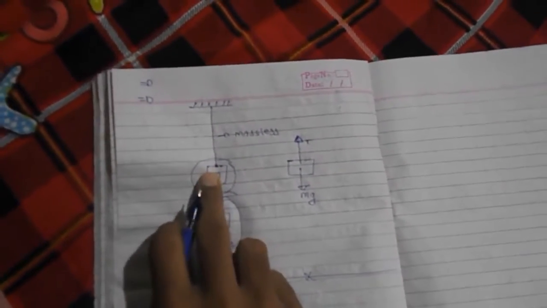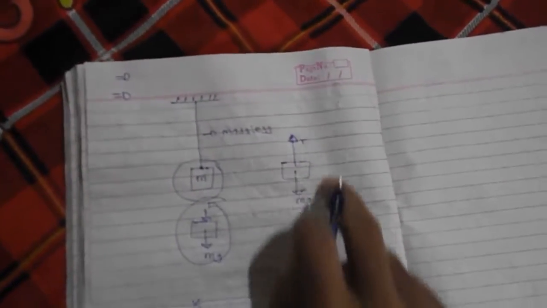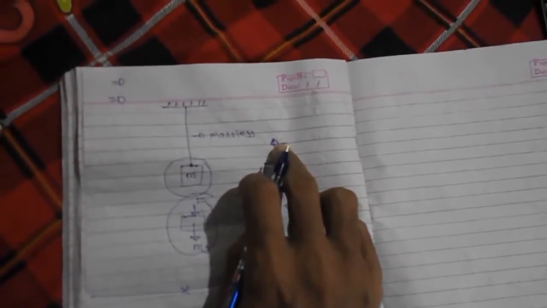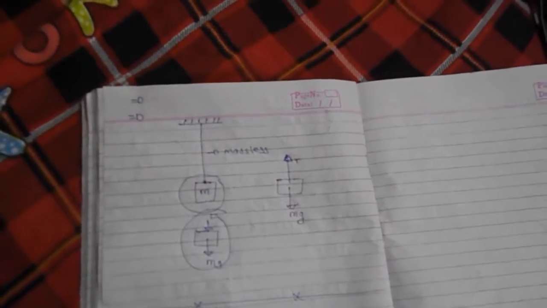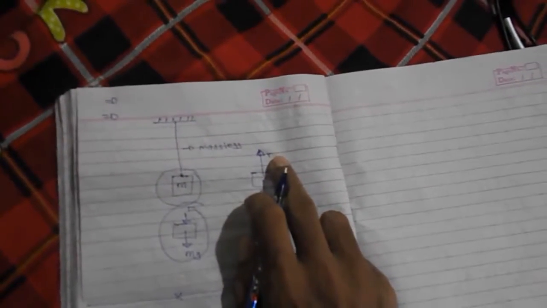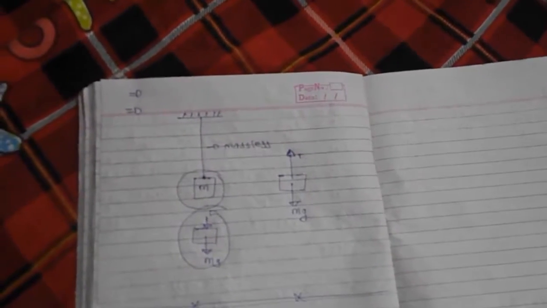If it is not falling down, then the situation must be like this. This is the force. Who applied this force? The string has applied it. People call it T, for tension.